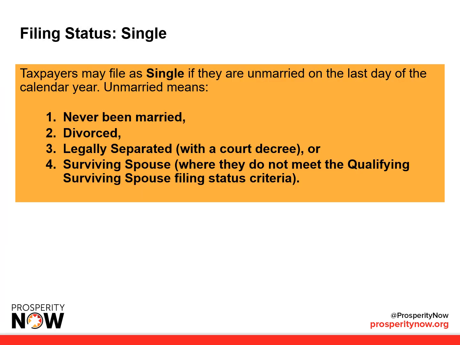So what does single as a filing status mean to the IRS? It all comes down to whether they were unmarried on the last day of the calendar year. Unmarried means never been married, divorced, legally separated with a court decree, or surviving spouse where they do not meet the qualifying surviving spouse filing status criteria. Legally separated with a court decree is out of our scope as a VITA volunteer. We would suggest they see a professional tax filer as we are untrained for that status.